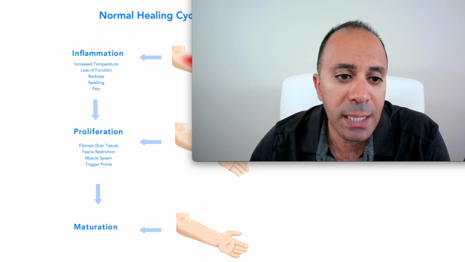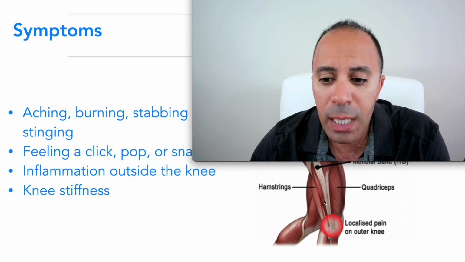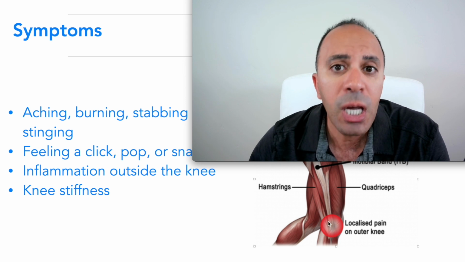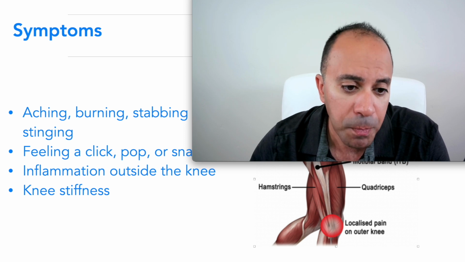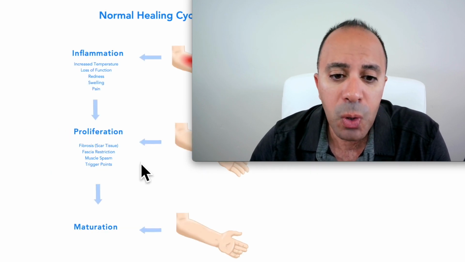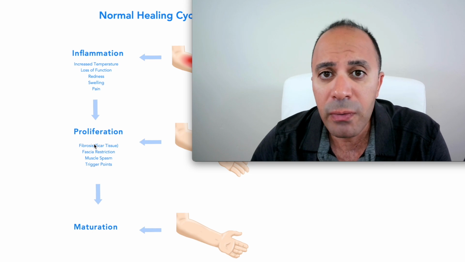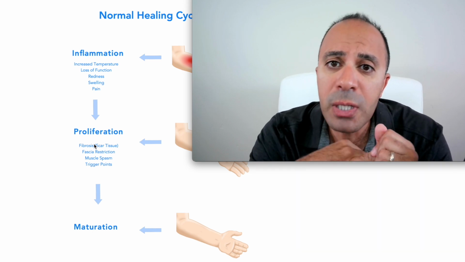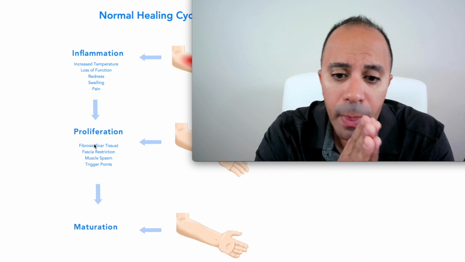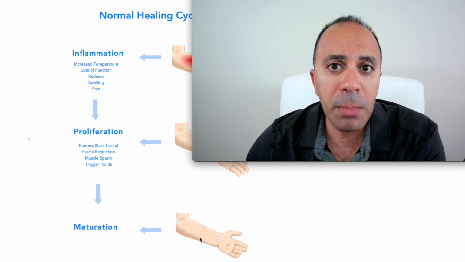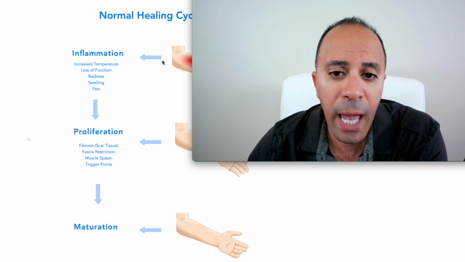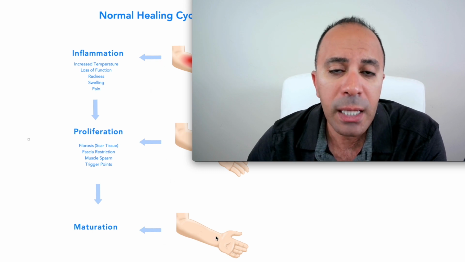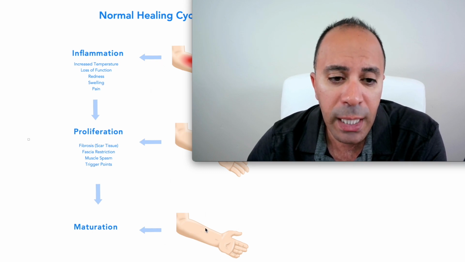So when you have a strain or micro tear in the IT band and inflammation, your body has to build scar tissue to heal. That's part of healing. During the proliferation stage, there is actually a cascade of events like fascia restrictions, muscle spasm, trigger points. In the perfect scenario, during the maturation stage, your body should get rid of everything from the proliferation and the inflammation and clear everything up, as you see here in the image.